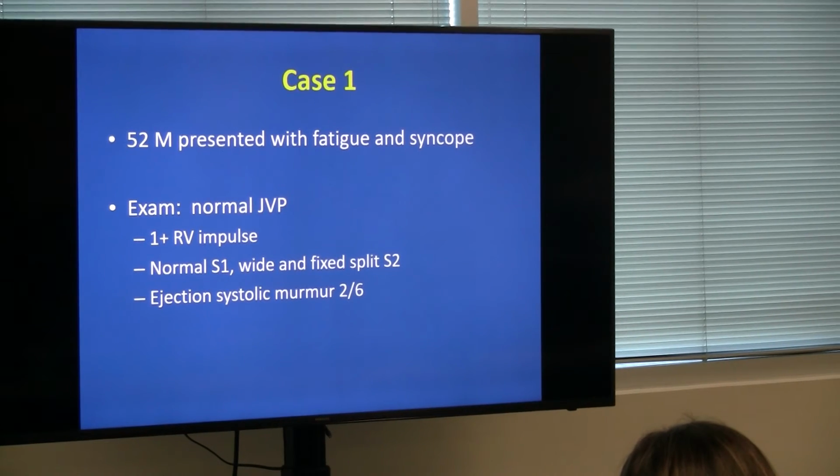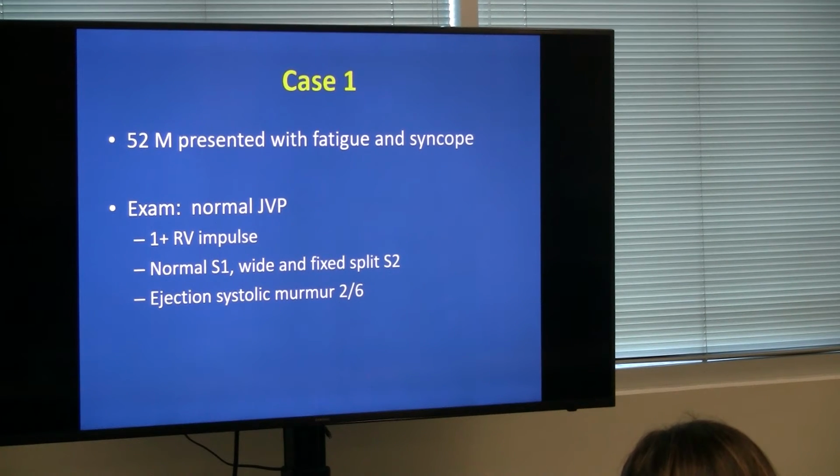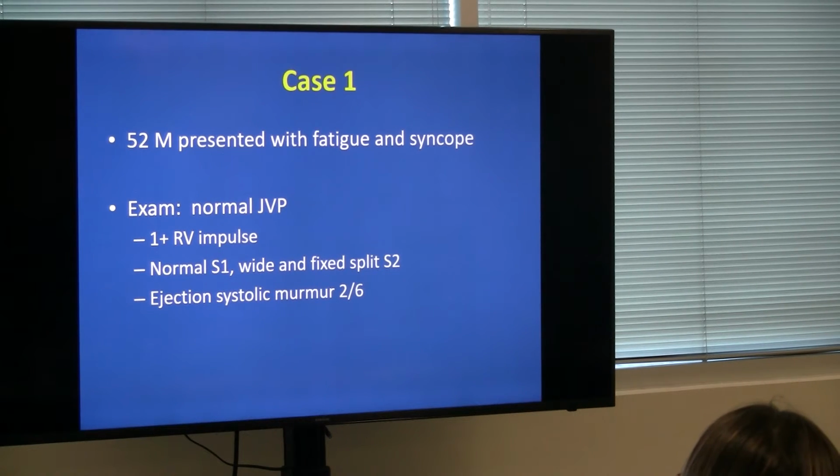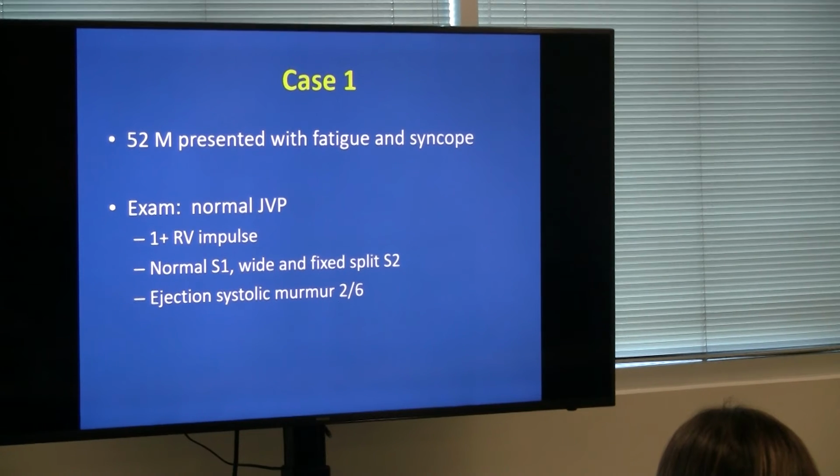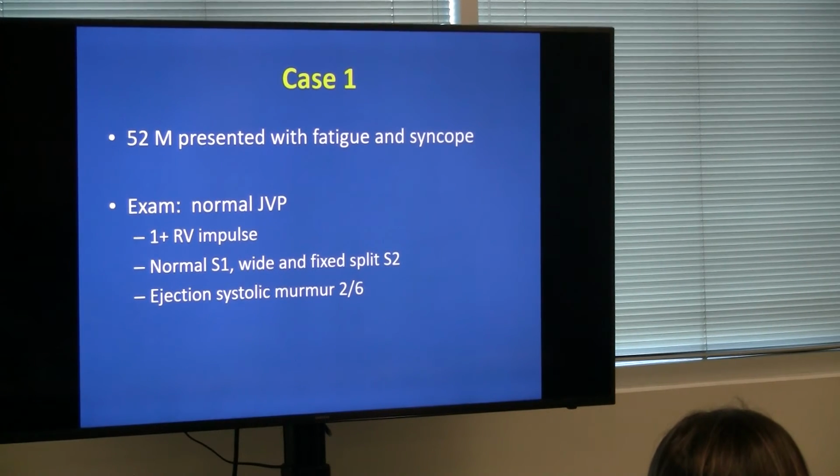A 52-year-old male presented with fatigue and syncope. Exam showed normal jugular venous pressure, RV impulse 1+, normal S1, wide and fixed split S2, ejection systolic murmur 2 out of 6. Actually, this has been an exam finding, I mean, this has been in the board exam. What is this ejection systolic murmur due to? Pulmonary outflow, okay. Sometimes you hear a mid-diastolic murmur. What is that from? Tricuspid rumble. Tricuspid rumble, okay.